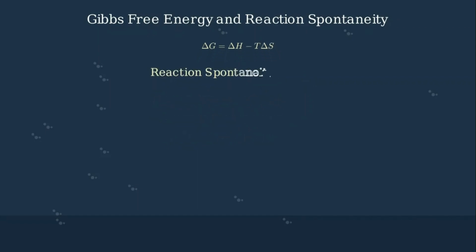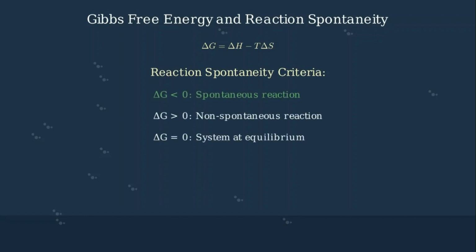The sign of delta G determines whether a reaction occurs spontaneously. When delta G is negative, the reaction is spontaneous. When delta G is positive, the reaction is non-spontaneous. And when delta G equals 0, the system is at equilibrium.